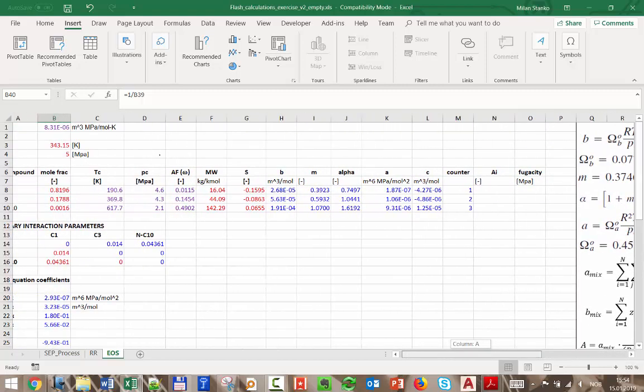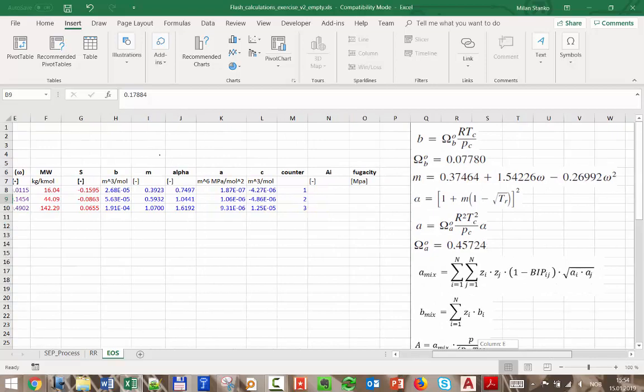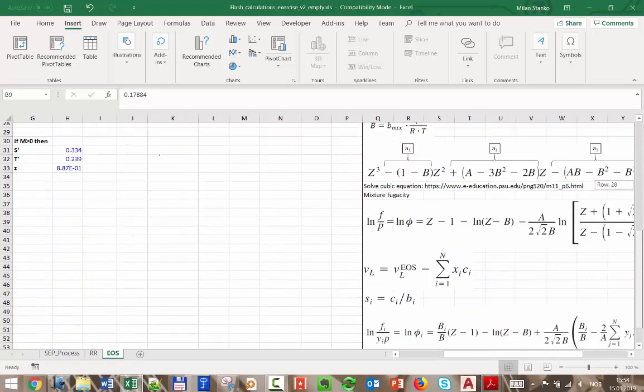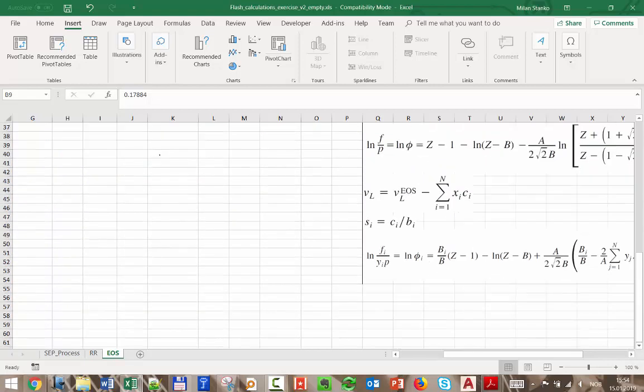Now, the last thing I wanted to say is that you can also calculate from the equation of state some sort of energy that each component has, which they call chemical potential, or fugacity. And that equation is here at the end.